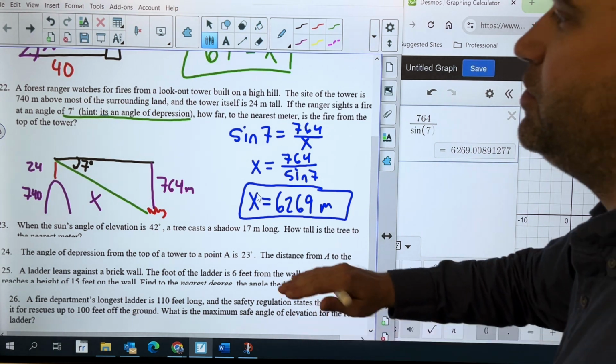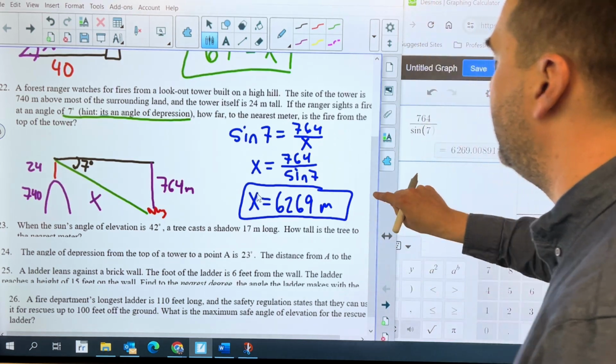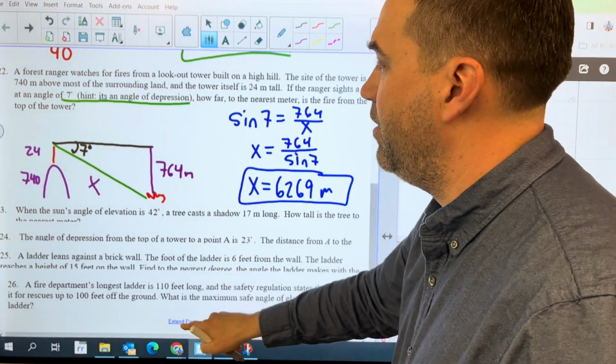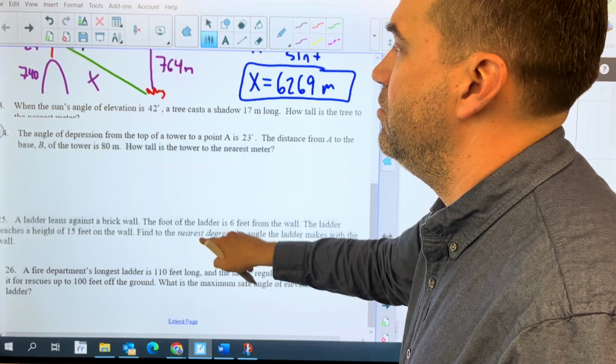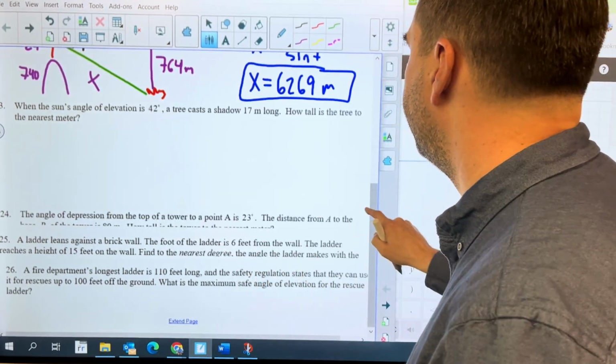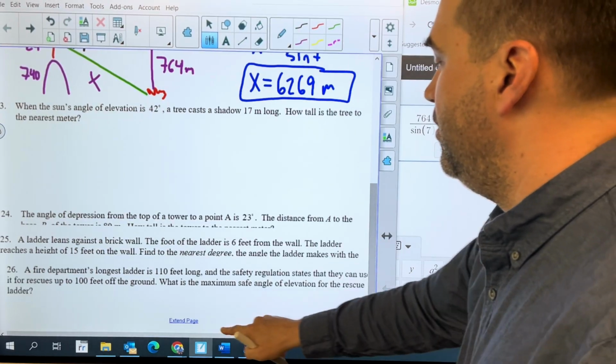Again, making sure you look angle of depression versus angle of elevation. You're gonna have very, very different pictures. Move everything down. All right.